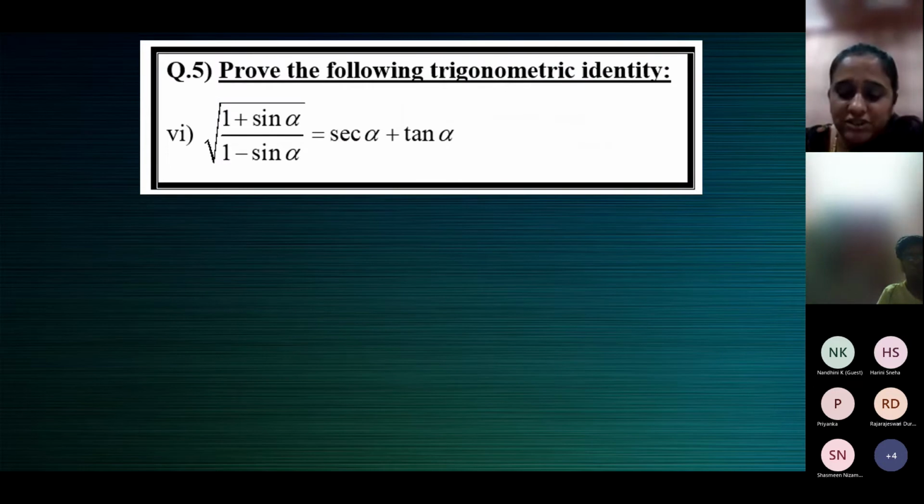All right, we'll wind up the session with this one. We'll finish this and wind up the session for today. So here, you need to prove that root of 1 plus sine alpha by 1 minus sine alpha is equal to secant alpha plus tan alpha.